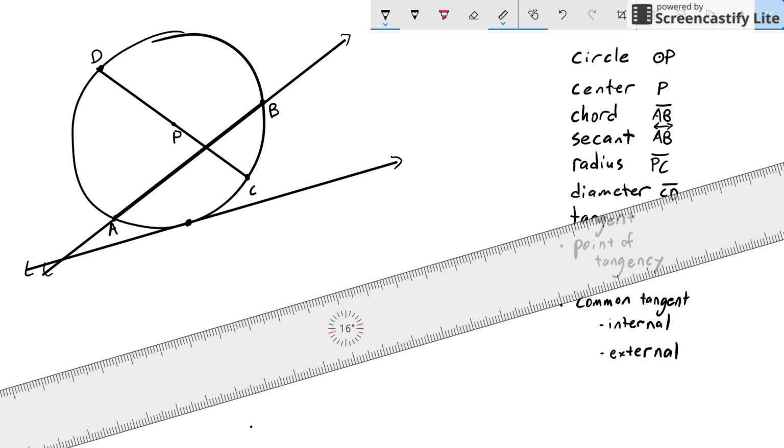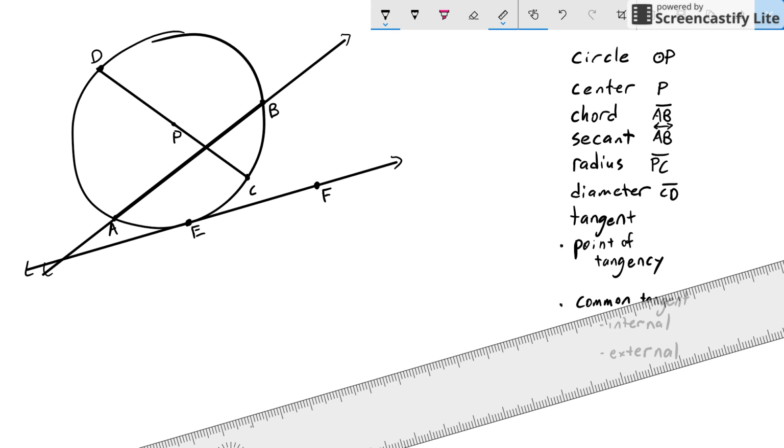So if I touch the circle in one spot, let's say this is point E, but otherwise it stays outside of the circle, this is a tangent. I'm going to give it one other point out here. A tangent could be a ray or a segment or a line, but I'm going to go ahead and call it a line here, line EF. It touches the circle at E, but then it continues on.